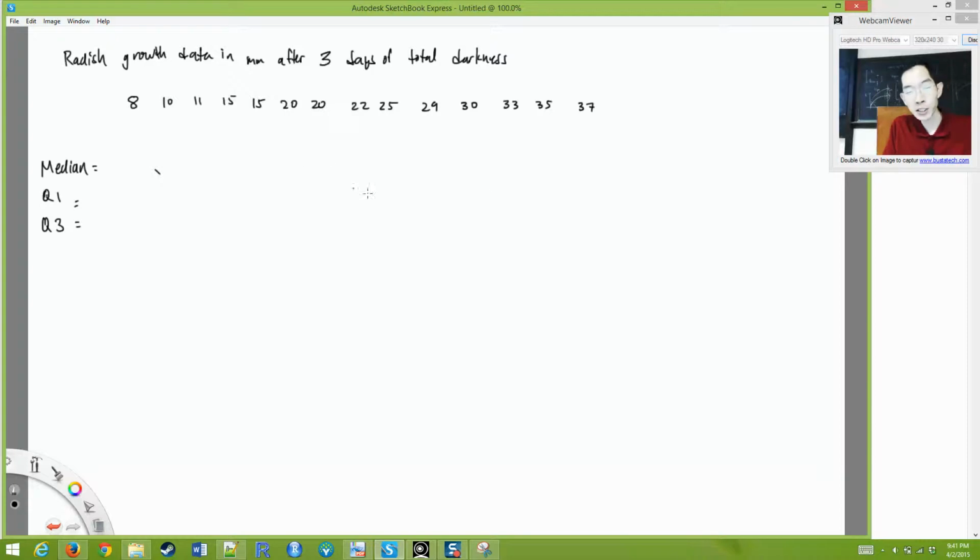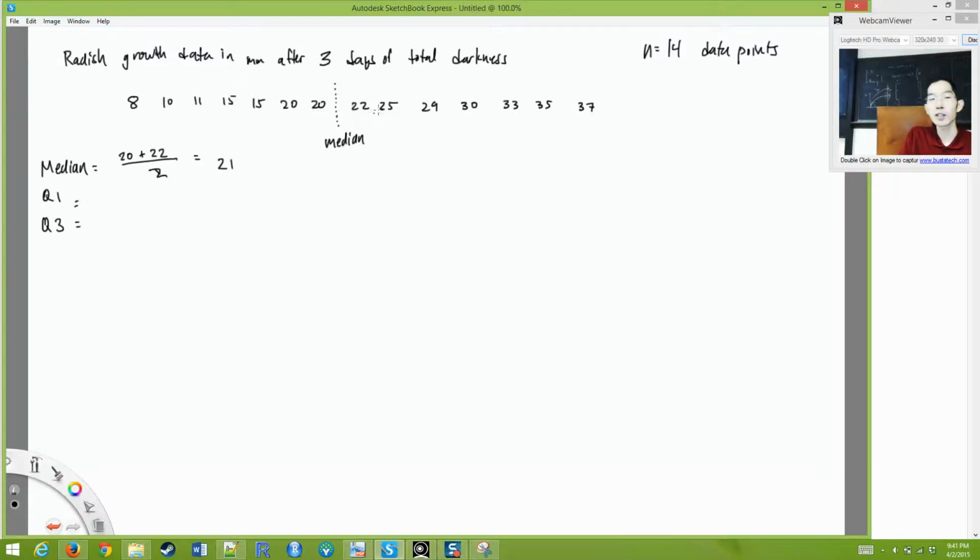With 14 data points, the median will be the spot where 7 are bigger and 7 are smaller. So I'm going to count 1, 2, 3, 4, 5, 6, 7. This is where our median is. 7 are bigger and 7 are smaller. The spot is halfway between 20 and 22, so I can just take the average: 20 plus 22 divided by 2, and the median is equal to 21.